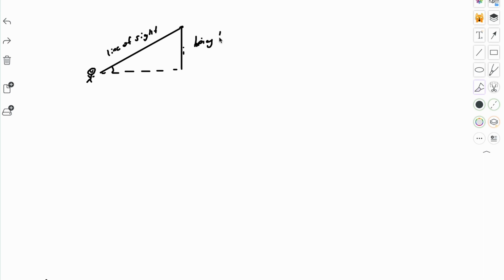It could be different each time, but if you're using this as a real-life application, it's most likely height. And this is your horizontal line, which is usually distance, like how far you are away from the tree or from something. I just call it the horizontal line.